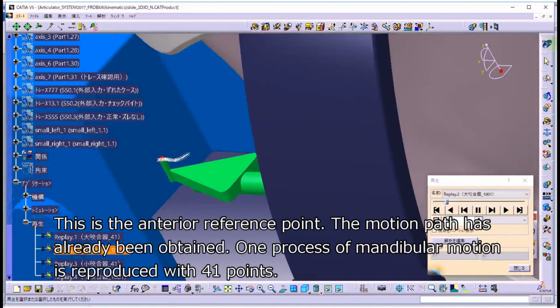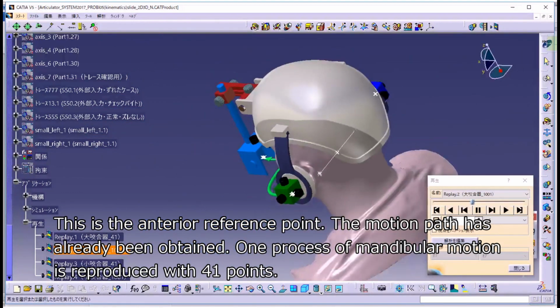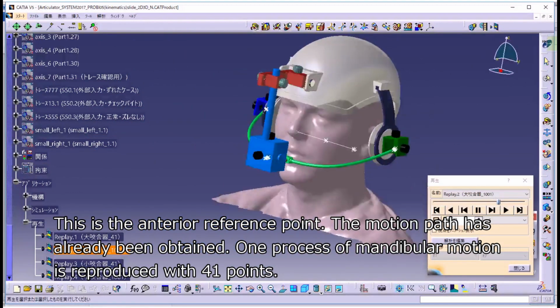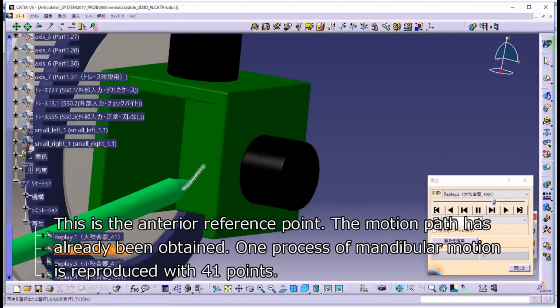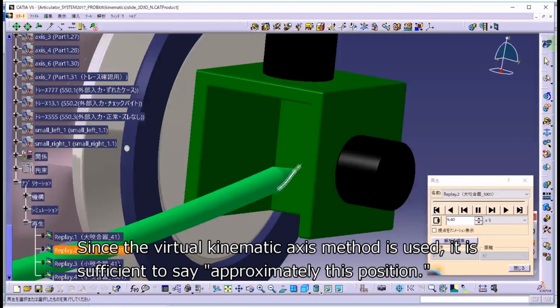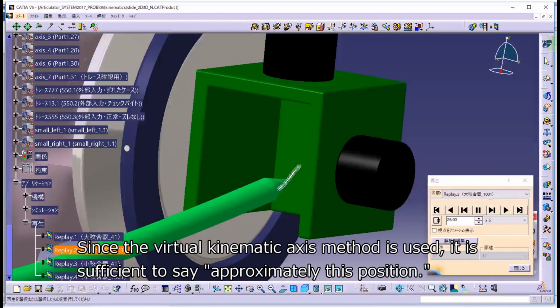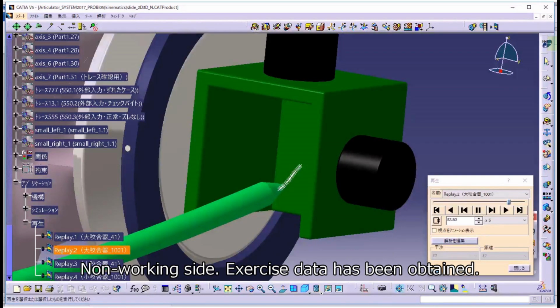This is the anterior reference point. The motion path has already been obtained. One process of mandibular motion is reproduced with 41 points. Since the virtual kinematic axis method is used, it is sufficient to say, approximately this position. Non-working side. Exercise data has been obtained.